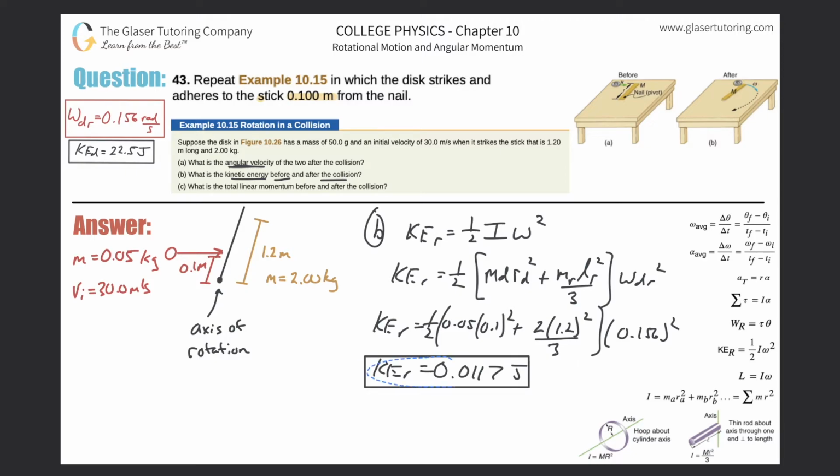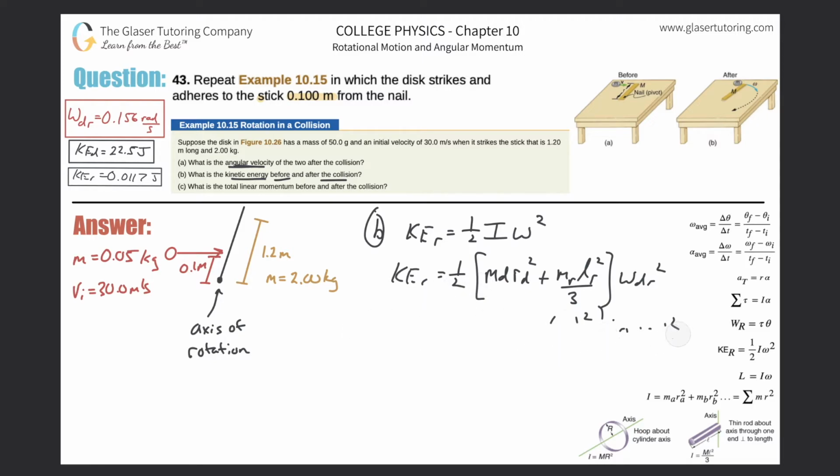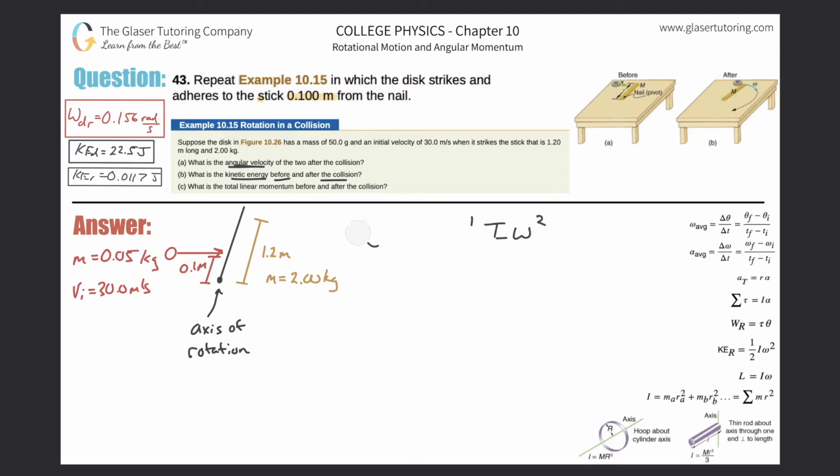All right, let's save that, resize it, make it a little smaller, and bring it up here. Okay, good so far. We're almost there. Now letter C. Oh, joy. What is the total linear momentum before and after the collision? Before the collision happens, the only object that has momentum is the object that's moving, the disk. So this is easy. The momentum before the collision is equal to the momentum of just the disk.